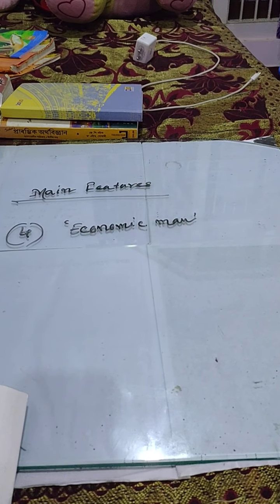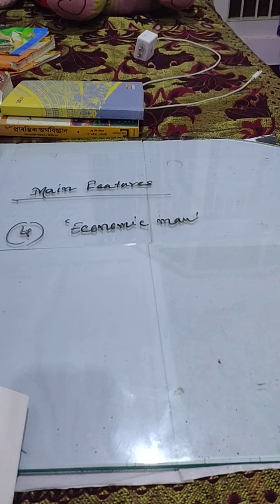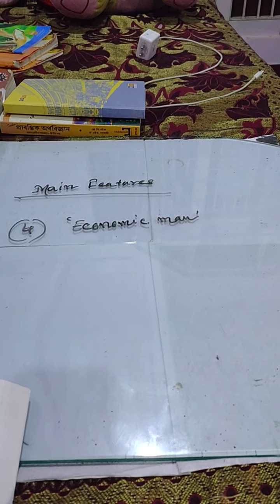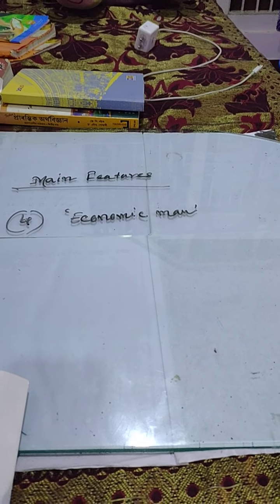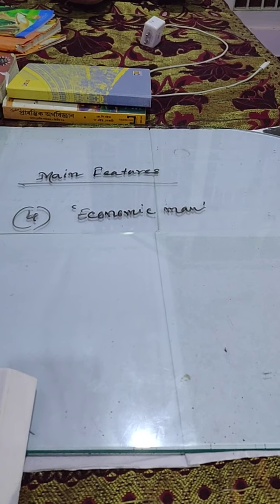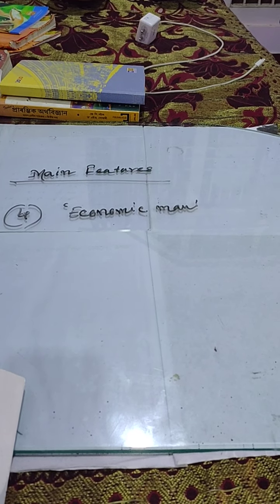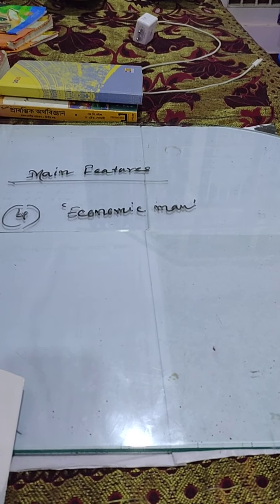And in the wealth definition, Adam Smith speaks about the economic man only. That means the person who will perform his activity for his own interest or self-interest.